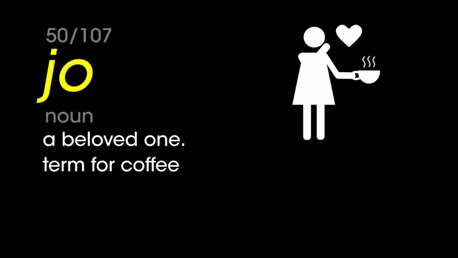Like it. It's a term representing a thing. I guess. It's a pronoun. Just the basic pronoun. Joe is a beloved one. I don't know. I've never been called Joe. Well, I've never called anyone Joe. It's also a term for coffee. Yeah, like a cup of Joe.